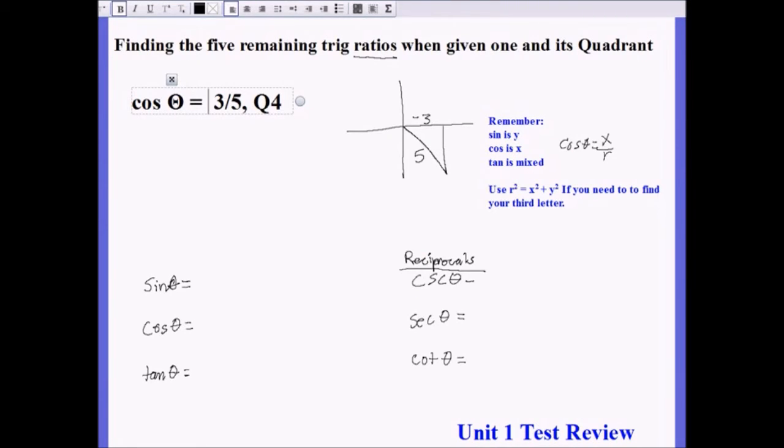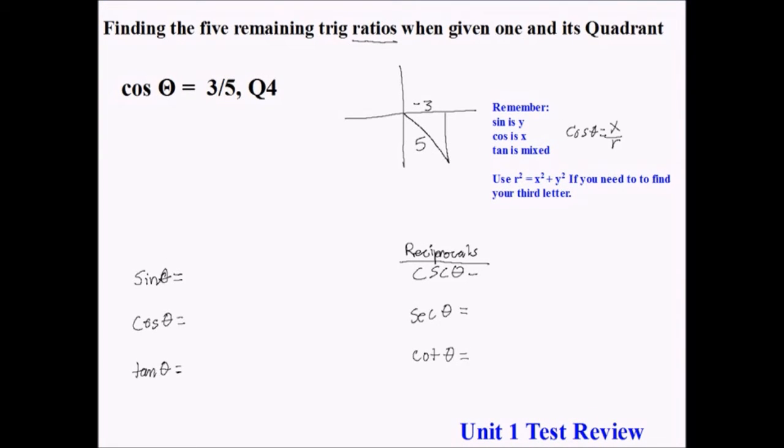So here's another problem where they give you one of the trig ratios and you need to figure out the other 5. When we have cosine of theta equals 3 over 5 and we're in quadrant 4, first and foremost, we can just go ahead and put our fraction in now and see what 2 letters you have. Cosine of theta, if you remember your chart, is x over r. R is always positive. You should remember that from our previous lessons.